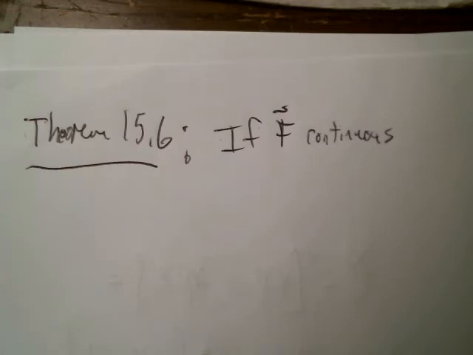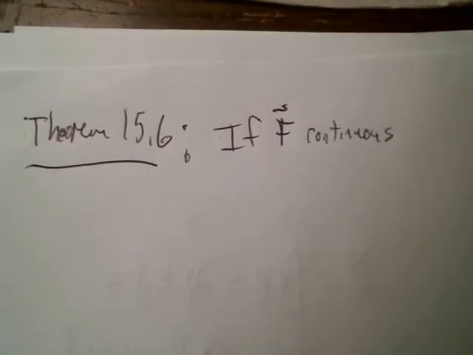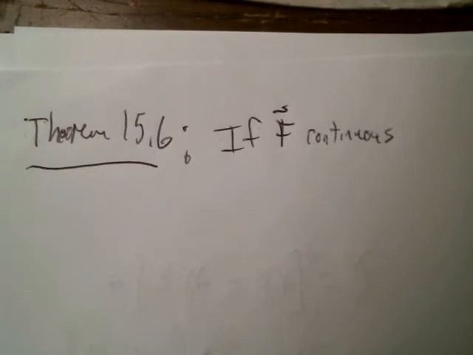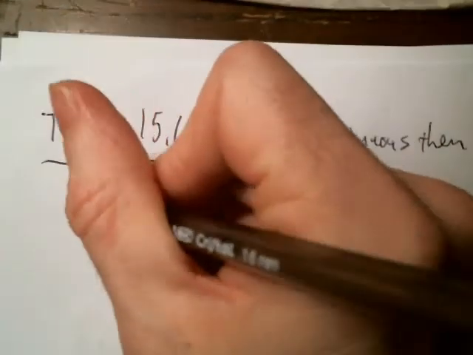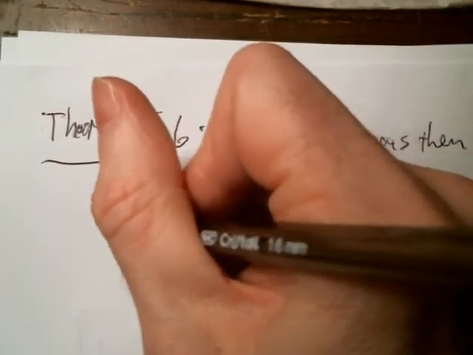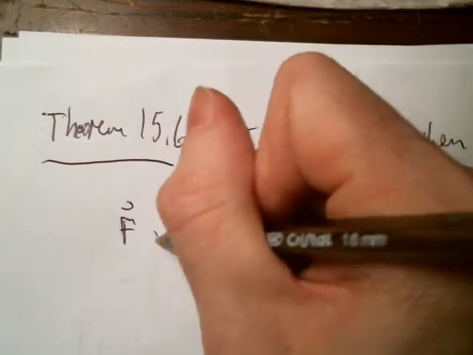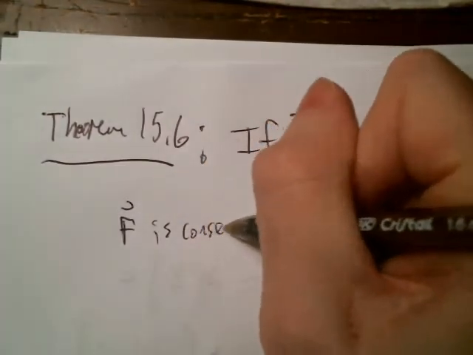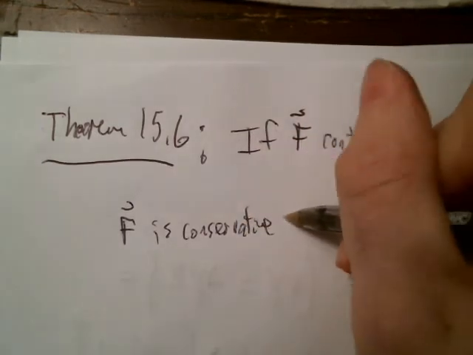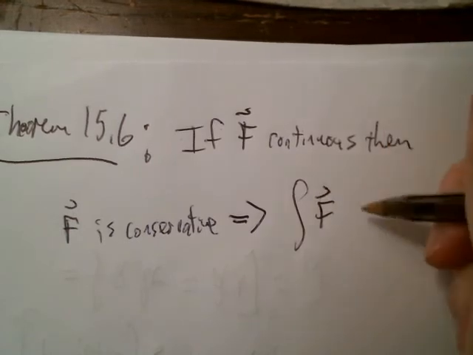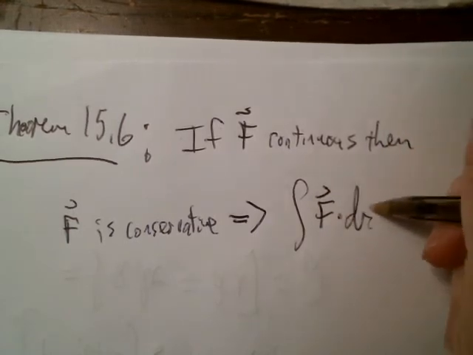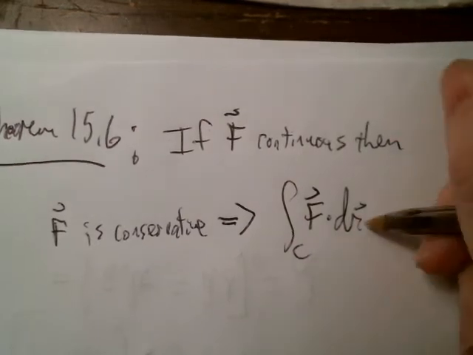Yeah, so f is continuous. All right, that's fine. I should trust myself a little more. F is continuous, then what? Well, F being conservative will imply that the line integral of the vector field over the curve C is independent of path.